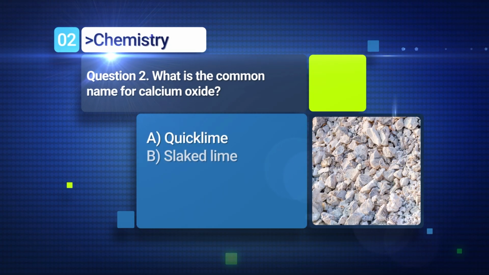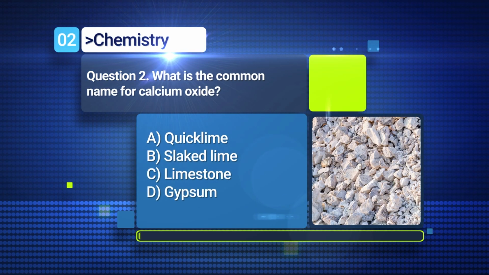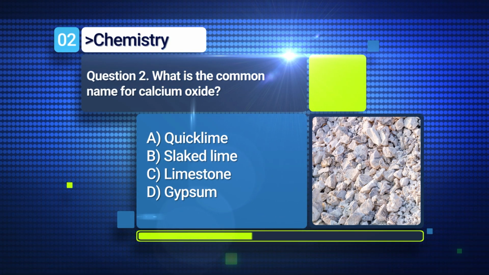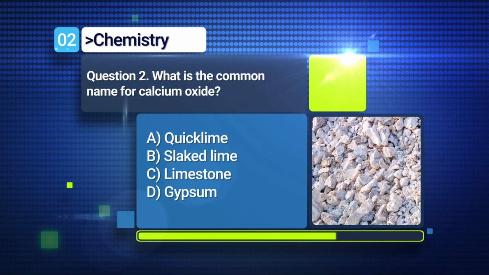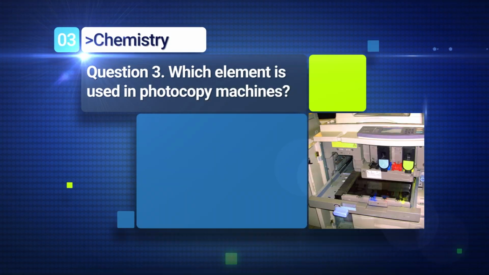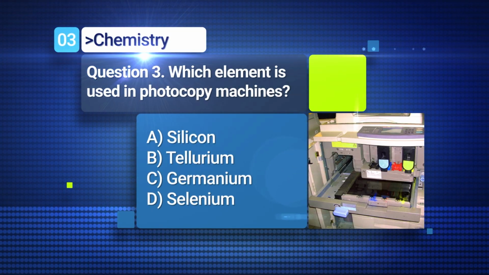Question 2. What is the common name for calcium oxide? A. Quicklime. B. Slaked lime. C. Limestone. D. Gypsum. Answer: A. Quicklime.